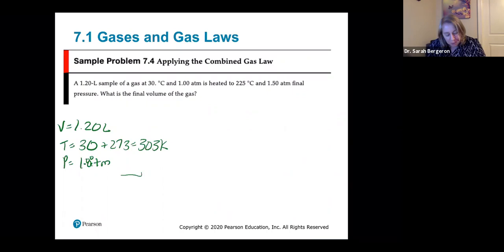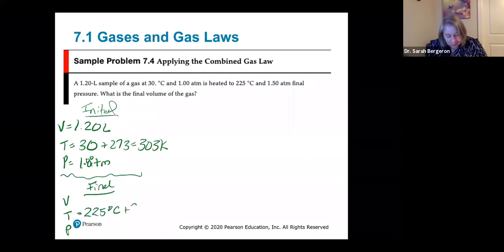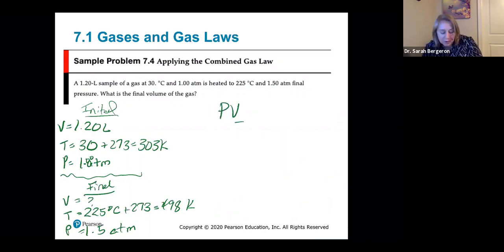Okay, it's heated to. Oh, we changed it. So this is our initial. Here's our final. So what do we get for final? Is heated to. We have to have a volume, a temperature, and a pressure. So our temperature is heated to 225 degrees Celsius plus 273. So that would give us 498 Kelvin. And then what do we say? A pressure of 1.5 ATM, and then a volume. Oh, we don't know. What is the final volume? We don't know. So just do your peas and vegetables on the table.